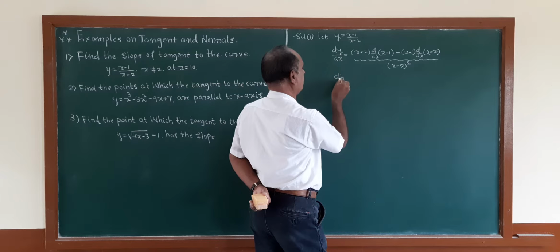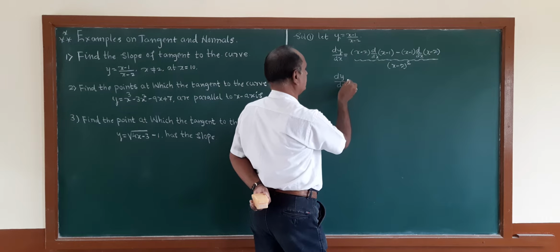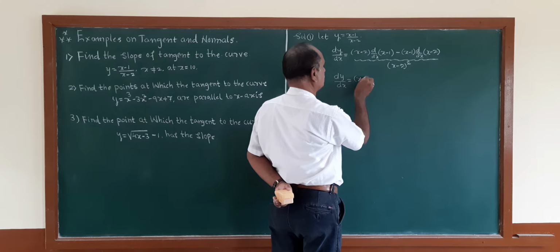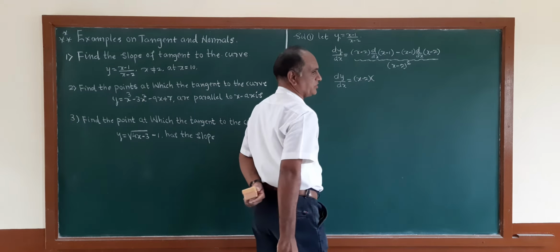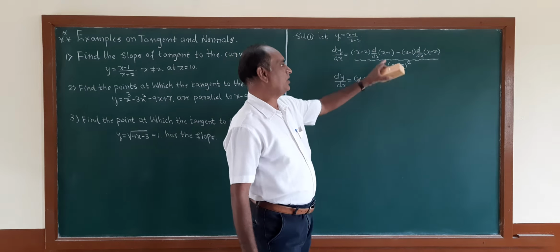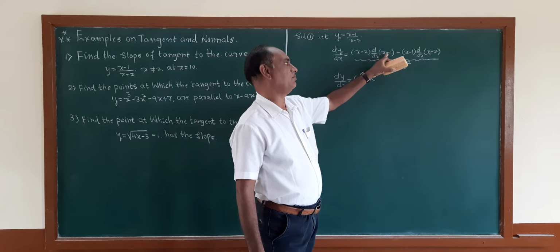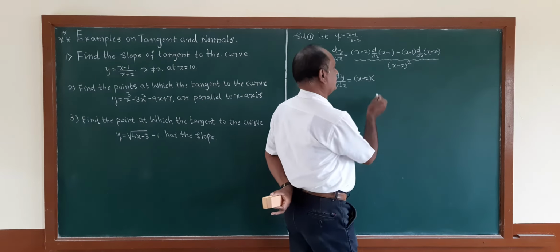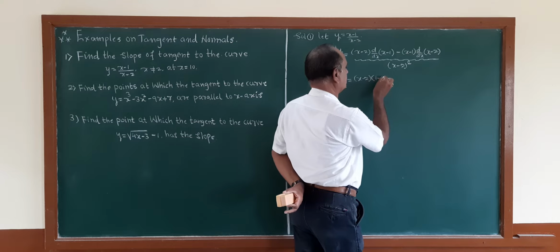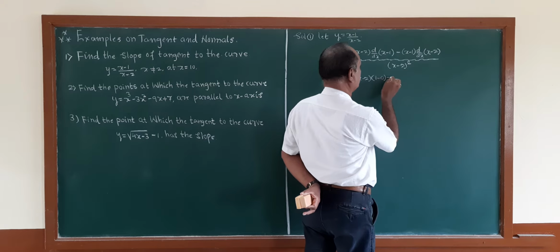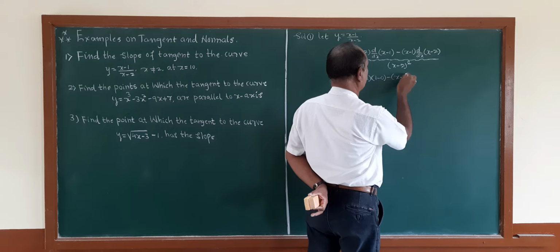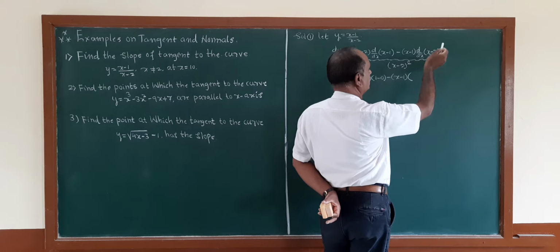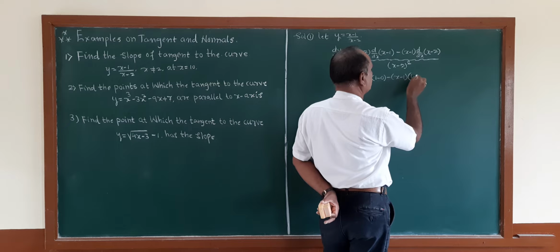Therefore, dy by dx is equal to (x minus 2) as it is, into the derivative of x minus 1. The derivative of x is 1, and the derivative of the constant term is 0. Then minus (x minus 1) in the bracket into the derivative of x minus 2: the derivative of x is 1, and of the constant 2 is 0, so 1 minus 0.